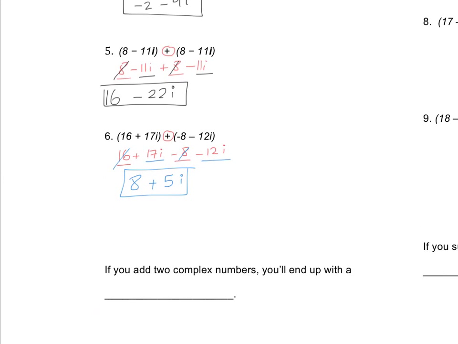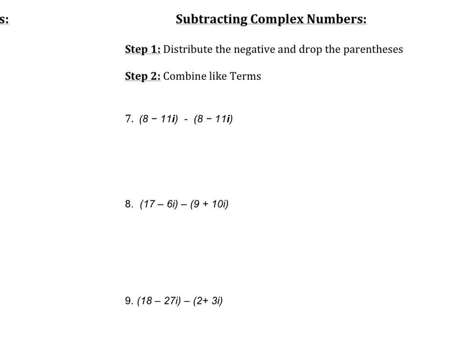So if you add two complex numbers, what will you end up with? You will end up with a complex number, which is basically a plus bi, where a is real and bi is imaginary. Now let's move on to subtracting complex numbers.